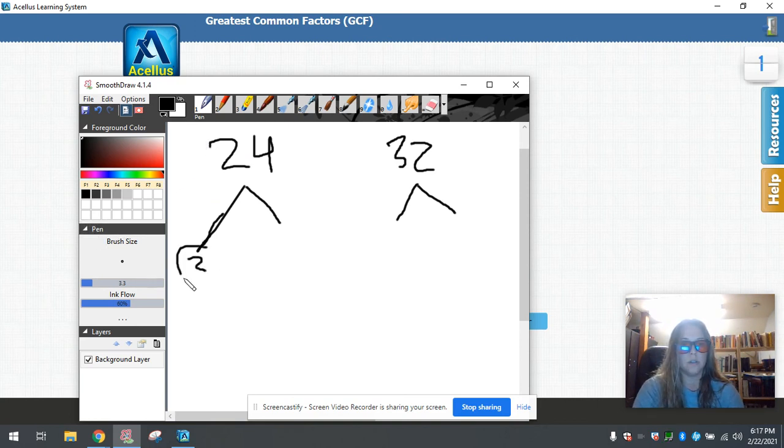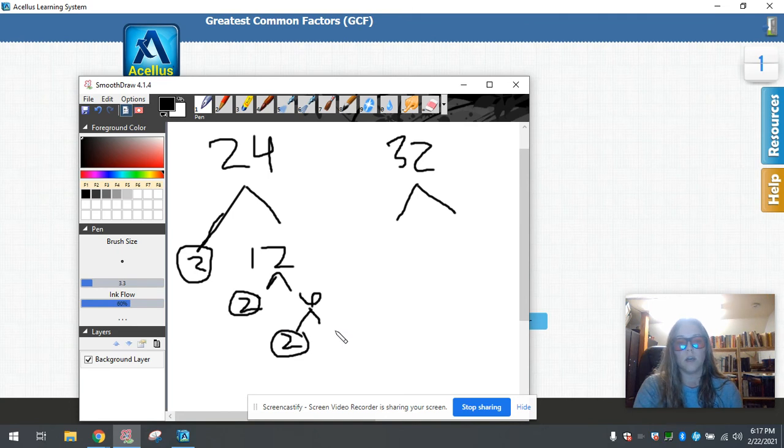24 divided by 2 is 12. 12 is not a prime. 12 is an even. I can divide it by 2. I get 6. 6 is not a prime. 6 is an even number. I divide it by 2. When I divide 6 by 2, I get 3, which is a prime number. I'm done with that factor tree.